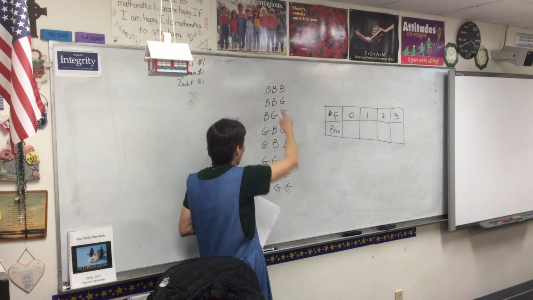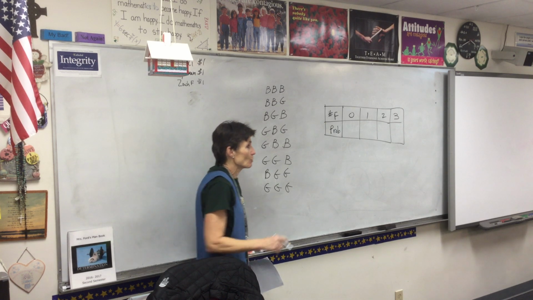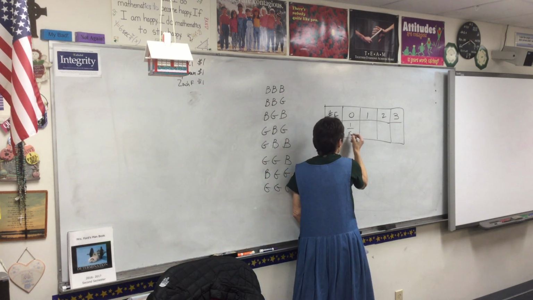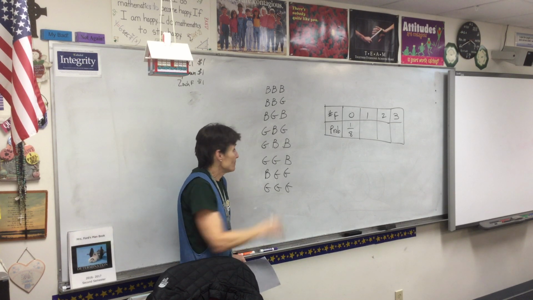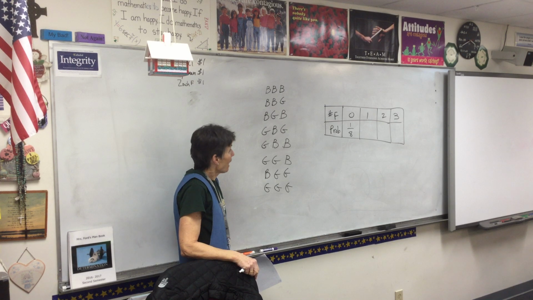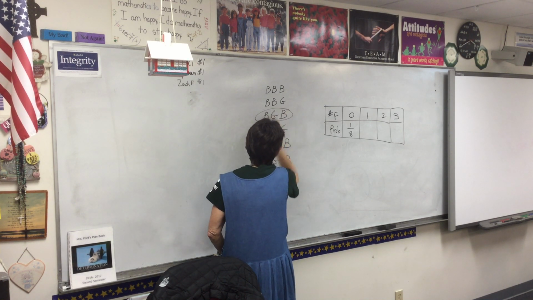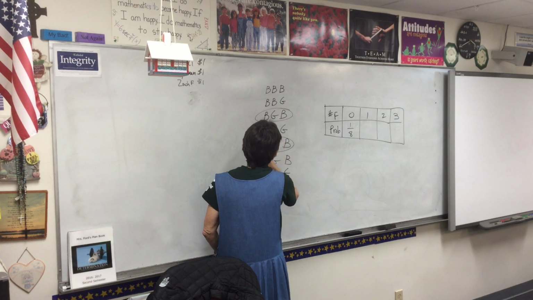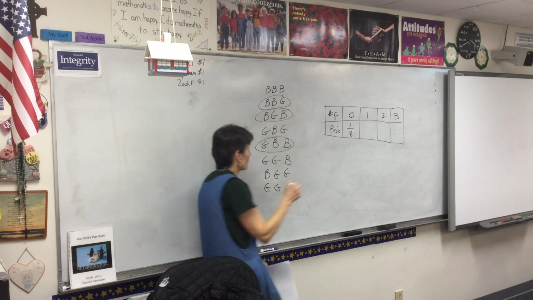All right. How many of these have no girls? So the probability is 1/8. This is just like what we did over there with the dice. How many of these have 1 girl? That one, that one, and that one. So 3 of them, so that would be 3/8.